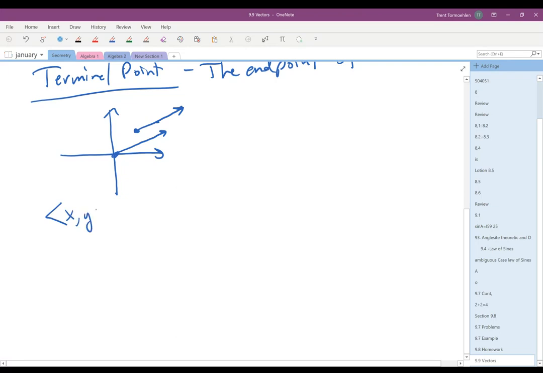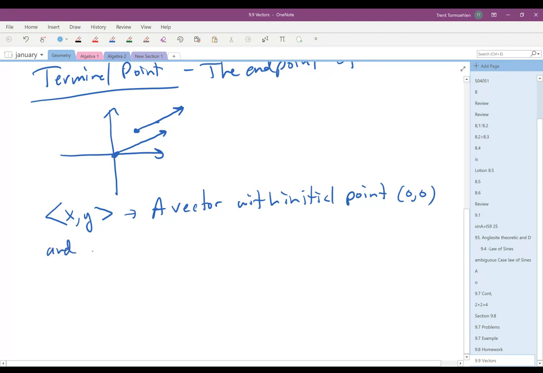The way that we represent vectors on the coordinate grid is like this. Instead of the curved parentheses like we normally use, if you have these angled brackets, it has a very specific meaning: this is a vector with initial point 0, 0 and terminal point x, y. So the ending point is at x, y, and the initial point is at 0, 0. This is going to be really nice for us because it's going to be a way for us to do some really nice and easy math on them.